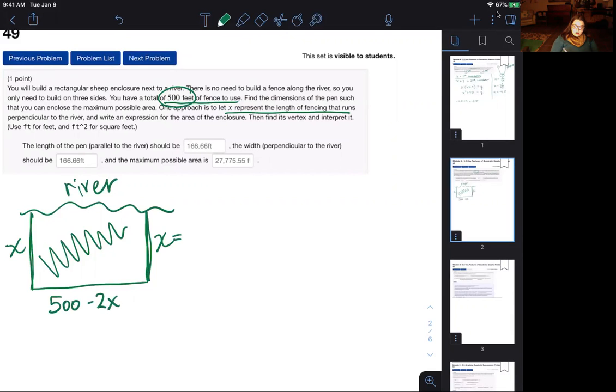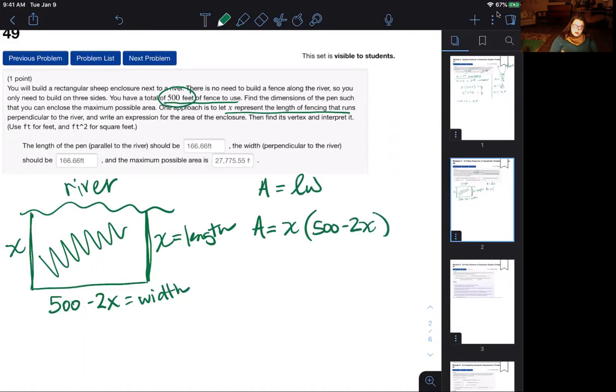So right here, we're calling this the length, or it could be the width. Those are sort of interchangeable. And then we could call this the width of the pen. Now, to find the area, we have area equals length times width. So we're going to write area equals just the length, which is x, times the width, which is 500 minus 2x.